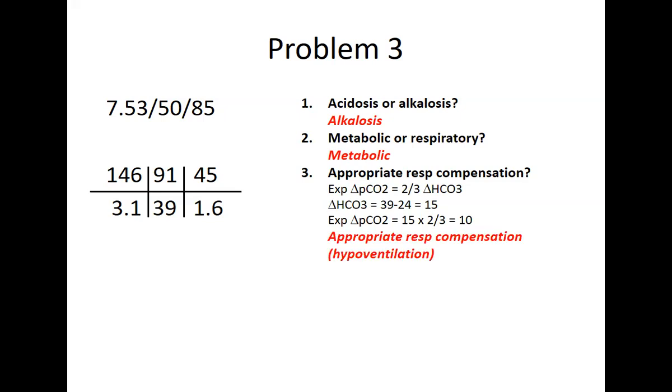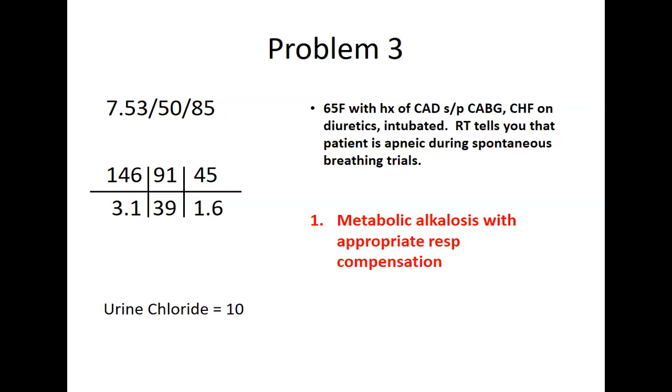So that's an appropriate respiratory compensation, because he's hypoventilating to compensate for the metabolic alkalosis, right? If you really wanted to hammer the point home, you could measure the urine chloride. This is a chloride responsive metabolic alkalosis due to diuresis, right? So the reason the patient is not breathing during spontaneous breathing trials is that the patient is hypoventilating to compensate for the metabolic alkalosis due to overdiuresis. So what do you do? You just try to get the bicarb down a little bit.